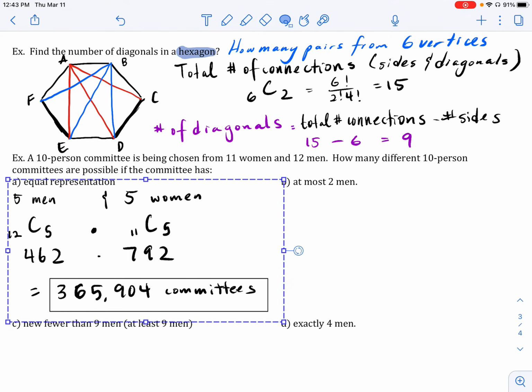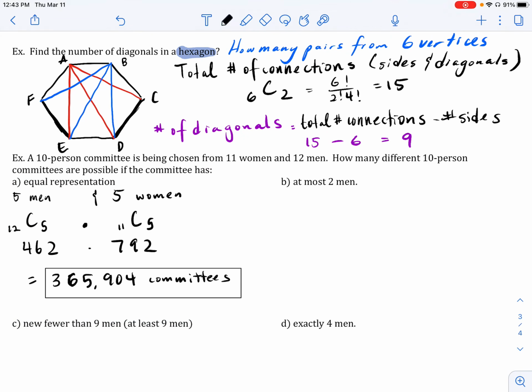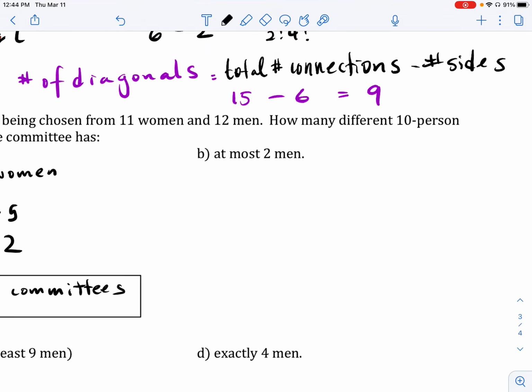So I'm going to do one more now, and then I'll give you a moment to try the other ones on your own. So let's look at this one. How about a committee where at most we want 2 men? For whatever reason, we want to have at most 2 men in this 10-person committee. Now, before you just quickly say, oh, I want to choose 2 men from the 12 that are available, it's actually a little bit more complicated than that.